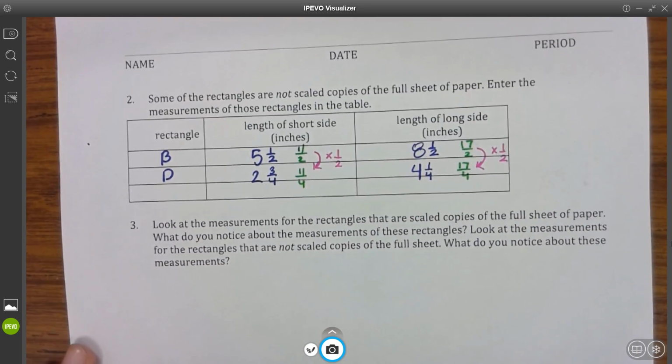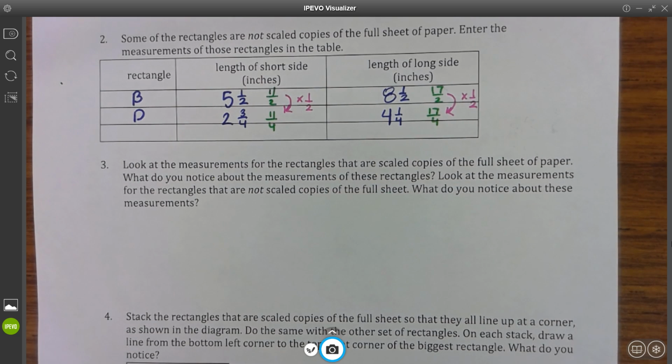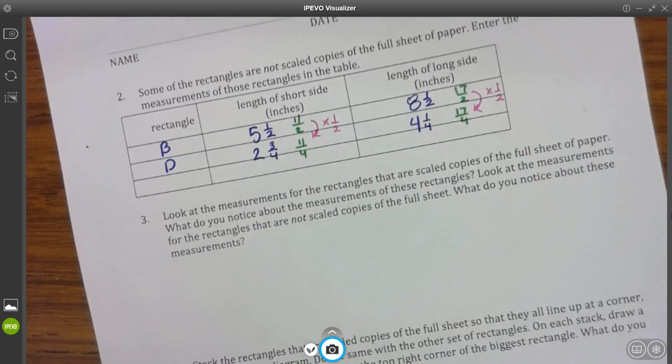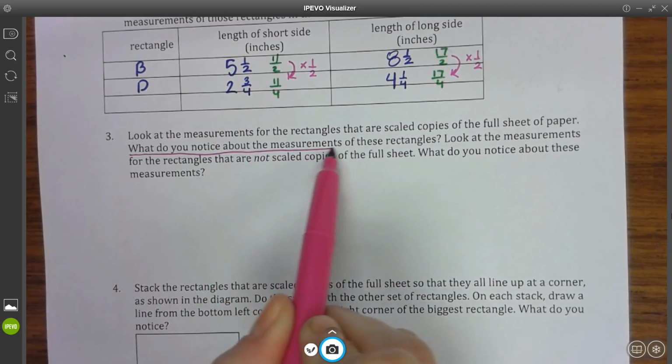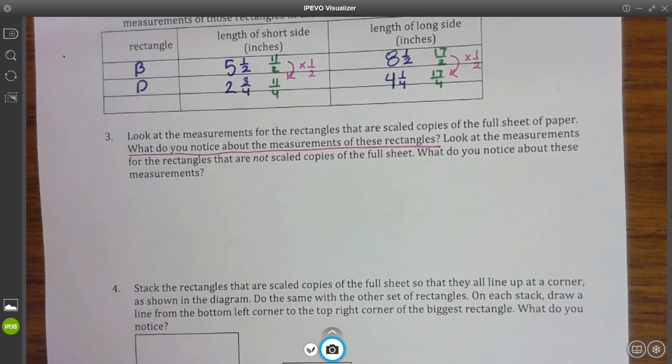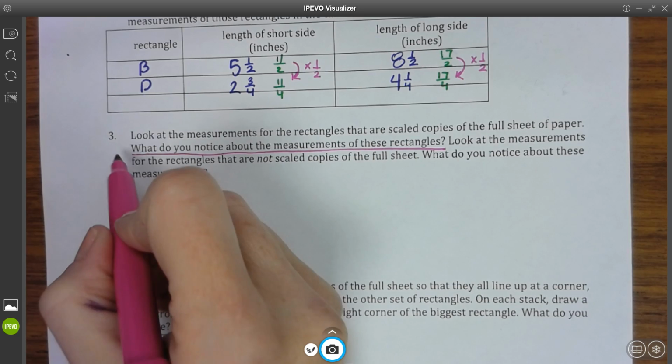Right, so number 3 says, look at the measurements for the rectangles that are scaled copies of the full sheet of paper. What do you notice about the measurements of the rectangles? Look at the measurements that are not scaled copies of the full sheet. What do you notice? Okay, so you're going to fill in this area, but we talked in class and just now about the different possible things you can see. So the first thing is take a second and tell me, what do you notice about the measurements of the rectangles?